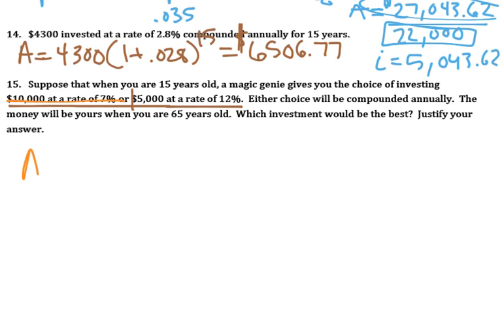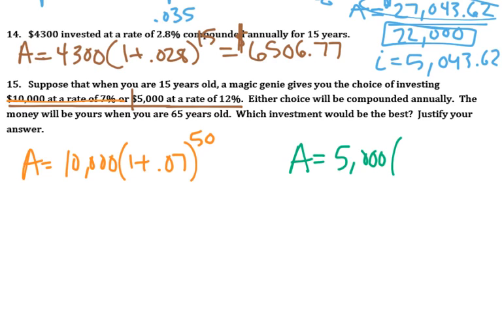So here's our first. So 10,000 times 1 plus 0.07 for 7%. Now, 15 to 65, that's 50 years, right? So there's our first. Then our second, we only do half as much, but our percent, our rate, is almost double. Same amount of years. So which one do you think is going to get you more money? Well, let's see. Remember that percent means how much we are earning each year.